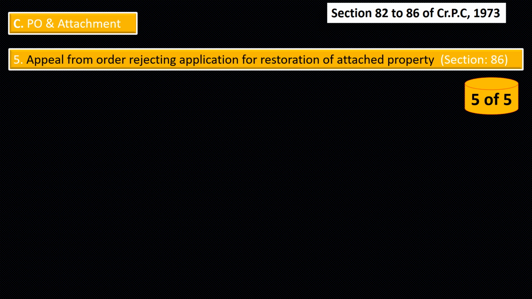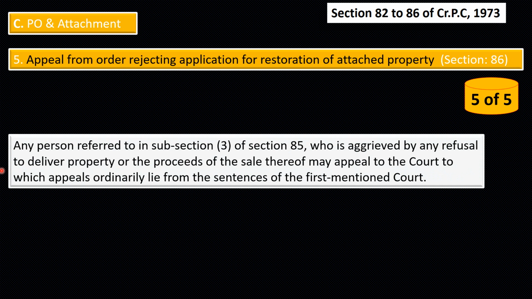Now we come to the last point, fifth point of attachment, that is appeal from order rejecting application for restoration of attached property as per the provisions under section 86 of the Criminal Procedure Code 1973. It says that any person referred to in subsection 3 of section 85 who is aggrieved by any refusal to deliver the property or the proceeds of the sale thereof may appeal to the court to which appeals ordinarily lie from the sentence of the first mentioned court.